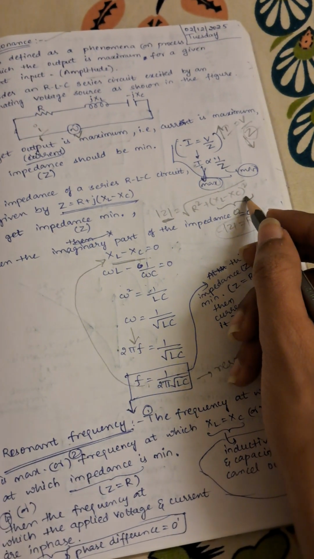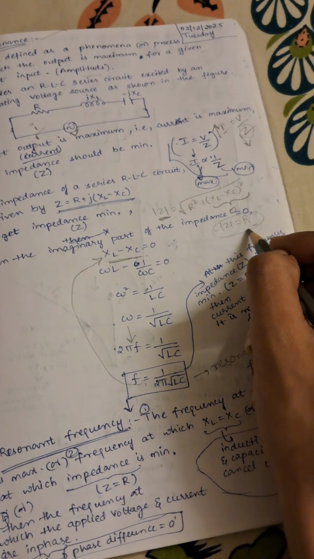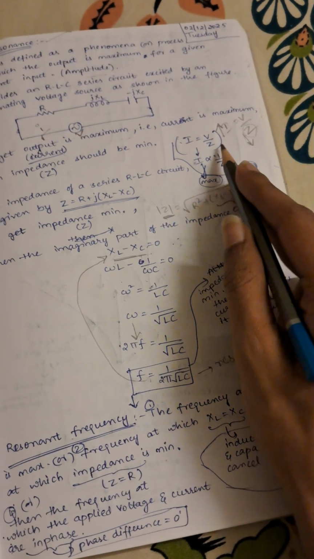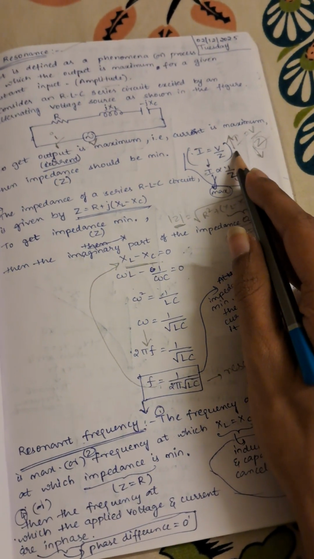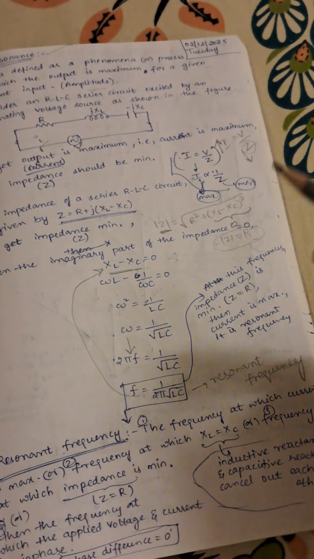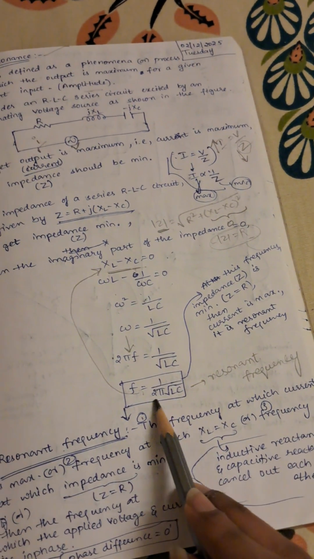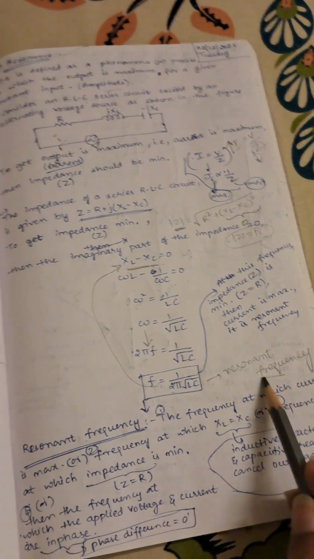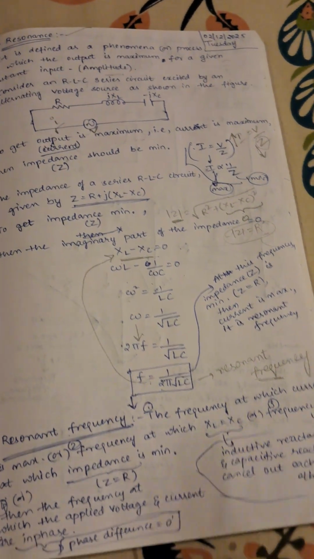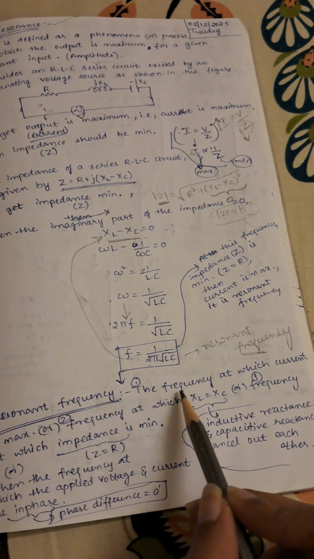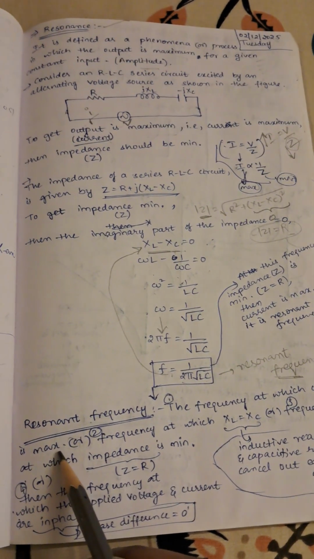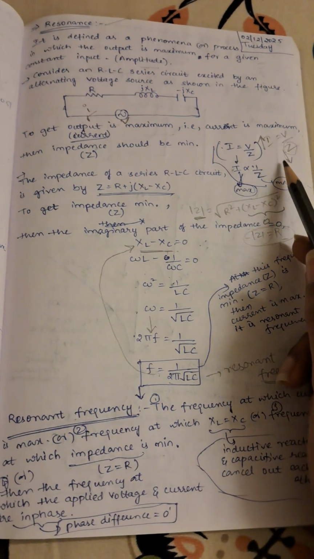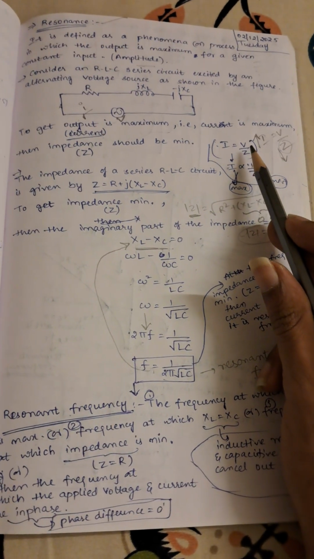So at this frequency, XL minus XC is 0. When XL minus XC is 0, impedance is minimum. When impedance is minimum, current is maximum, meaning output is maximum, meaning it is the resonant condition. That's why this frequency is known as resonant frequency. So we can define resonant frequency as the frequency at which current is maximum. Why? If impedance is minimum, then current is maximum.